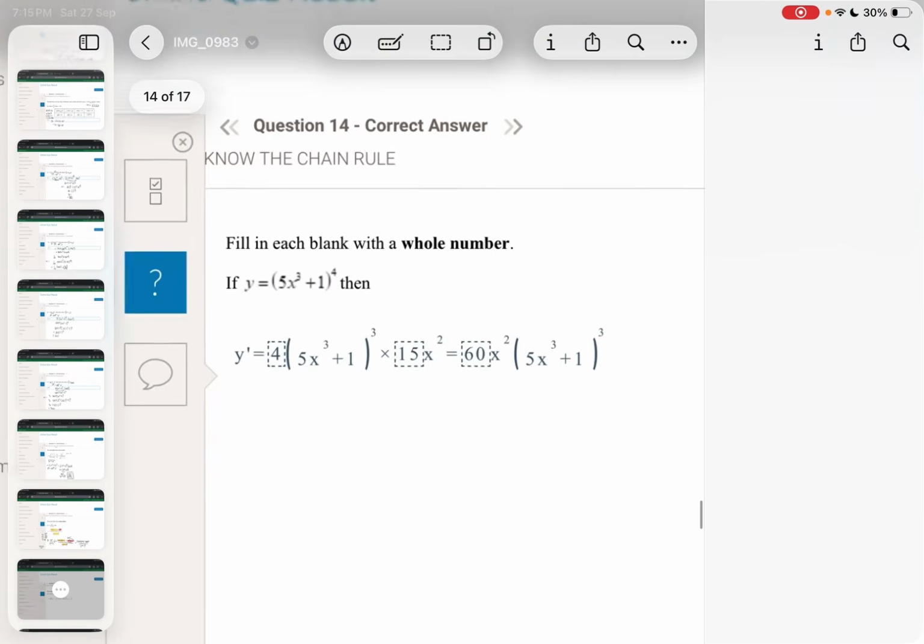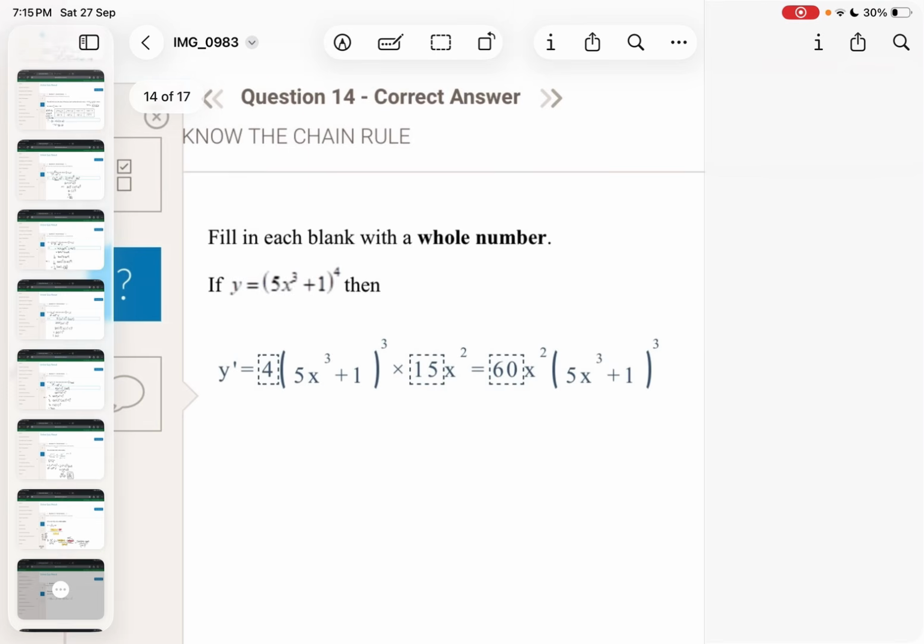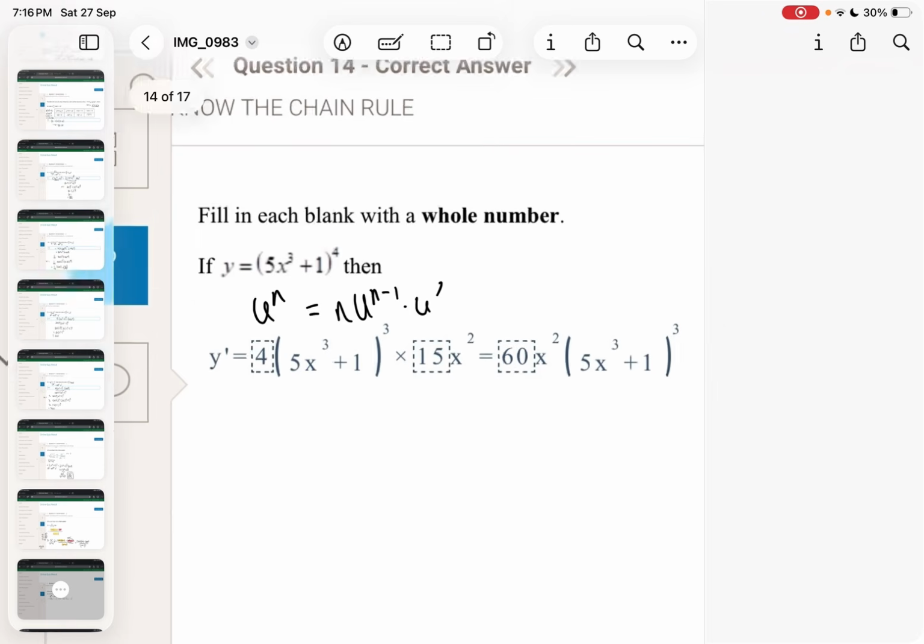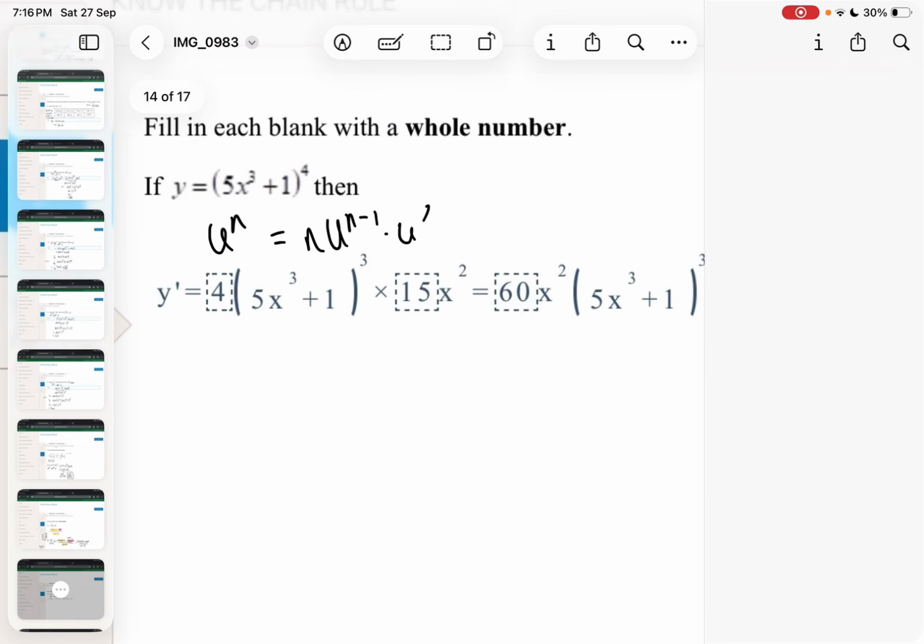Question 14 is the same thing, which is u^n equals n times u^(n-1) times u prime. I think different schools give this formula in different forms, like n times u prime times u^(n-1). But in my school, they gave it as n times u to the power of n minus 1 times u prime. But it's the same thing.